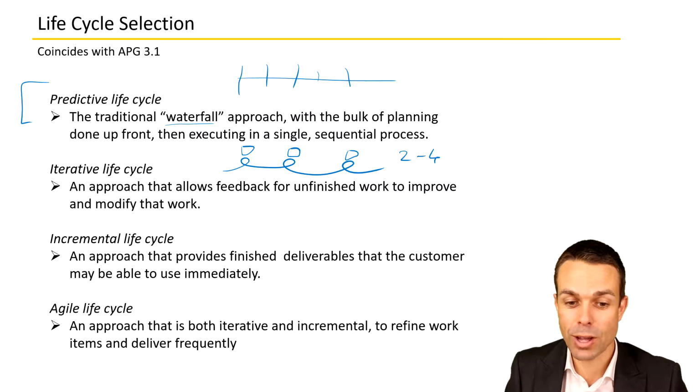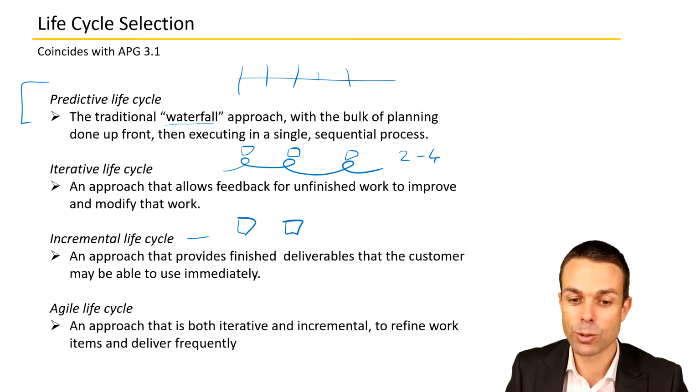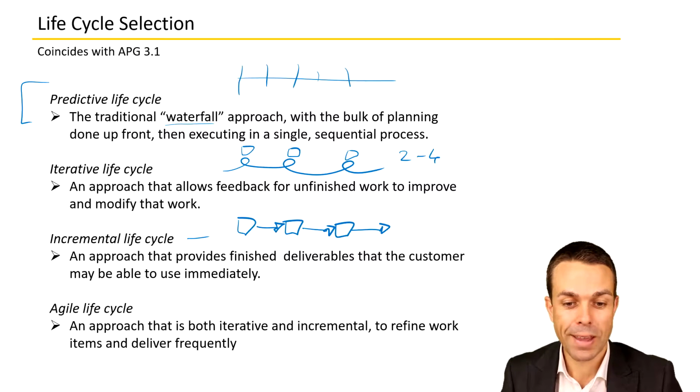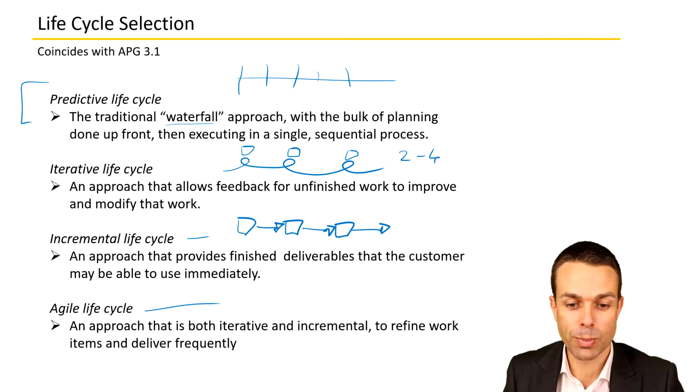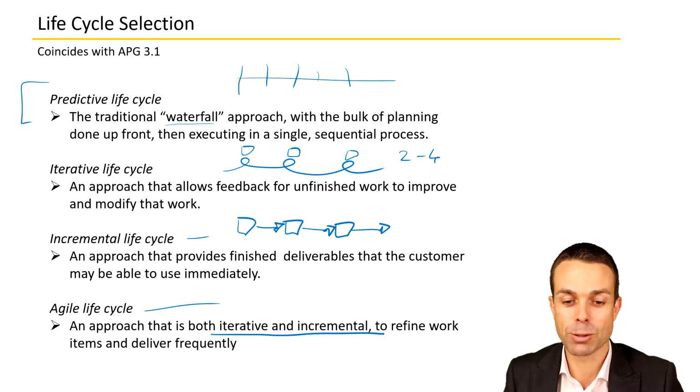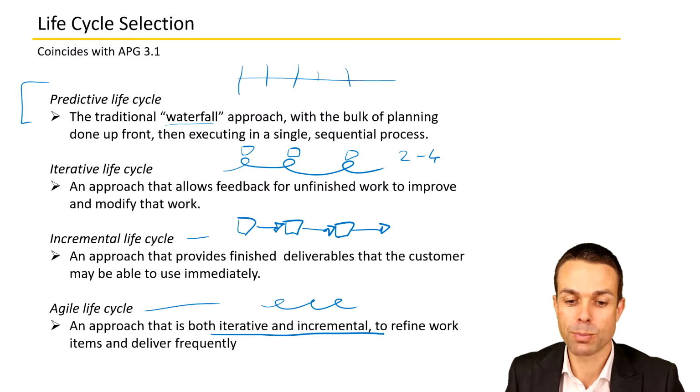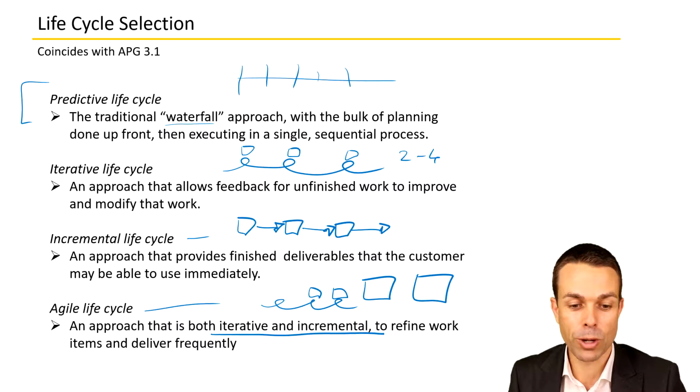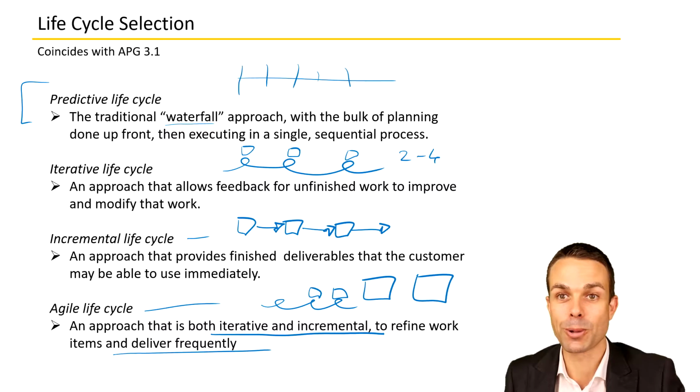Then we've got the incremental life cycle, and that is where we're actually delivering an increment, something usable that a customer can use, see, feel, and touch, and getting that feedback as well using that approach. And lastly, the agile approach, which is both incremental and iterative. So we've combined those two things where we're iterating towards success, building that feedback back into the product, but also releasing that product on a regular basis to refine that work and to deliver frequently.